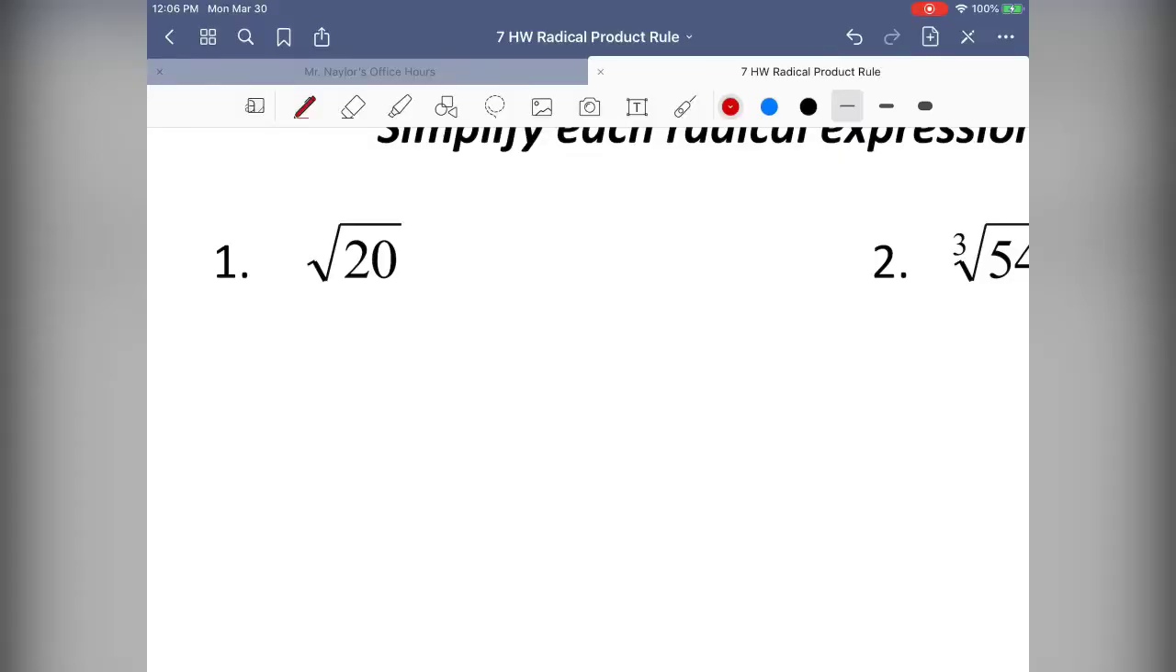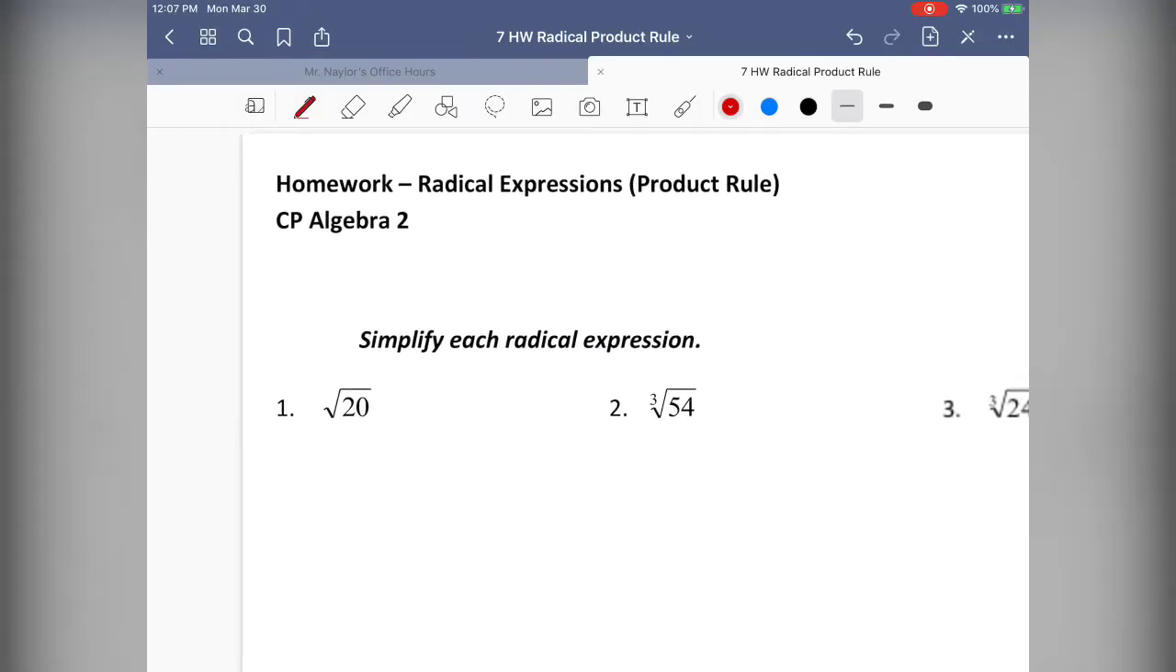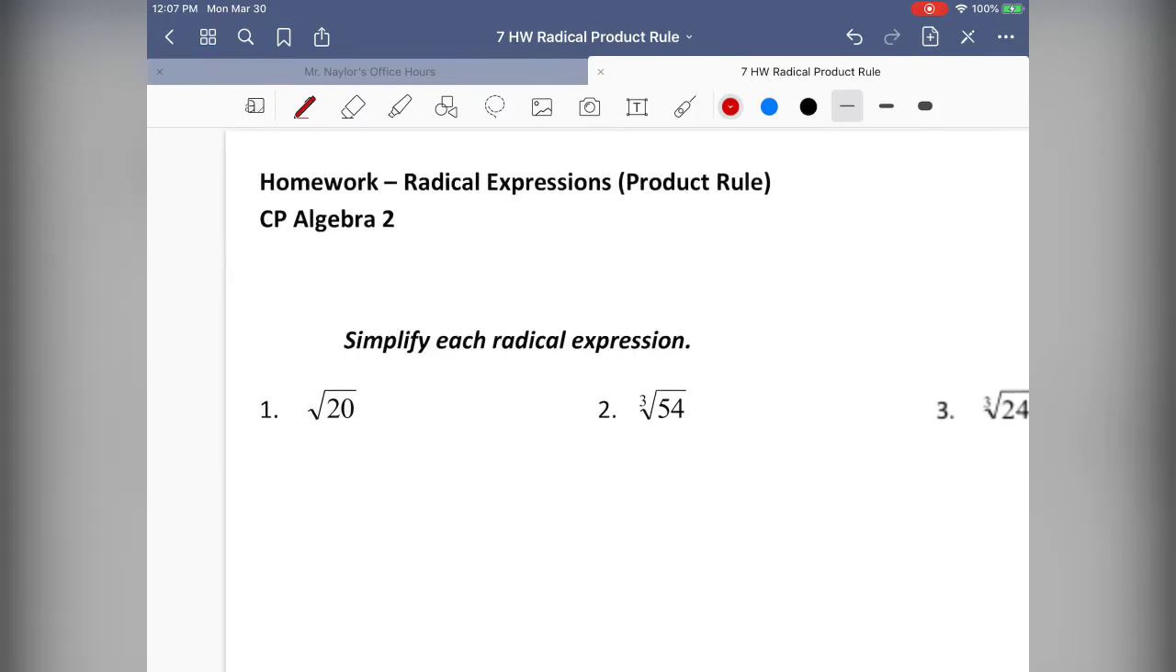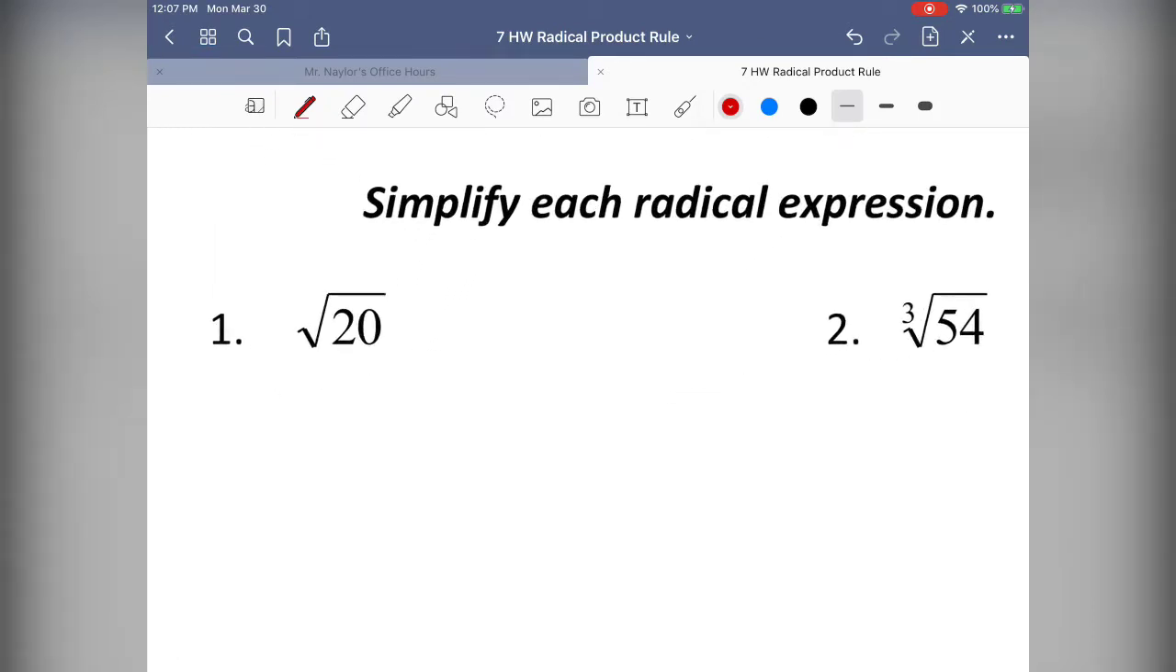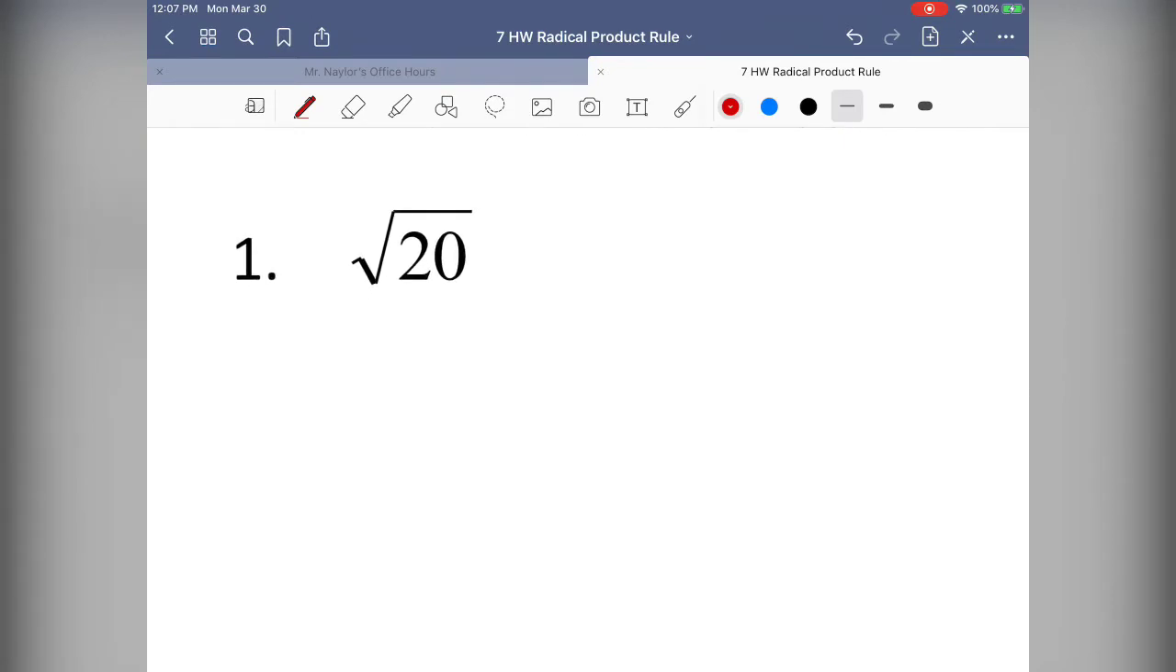All right, so how'd you do with the simplifying radical expressions, the product rule homework? I'm going to provide this explanation video to help you check your work and to further understand how to do these problems.